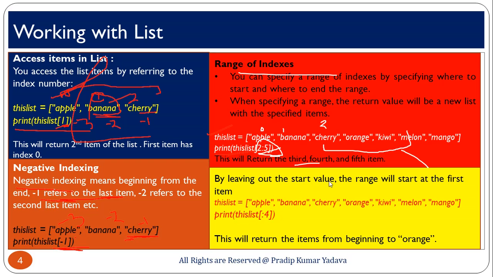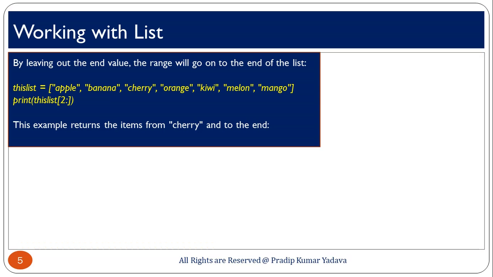By leaving out the start value, the range will start at the first item. Okay. So, here suppose you have not mentioned any start value. So, the range will start from the first item, and you have written 4, meaning 1, 2, 3, 4, so that will return orange. Here there is no concept of 0 because you have not mentioned any start item. If you mention a start, it will start at 0, otherwise from the first. Okay.